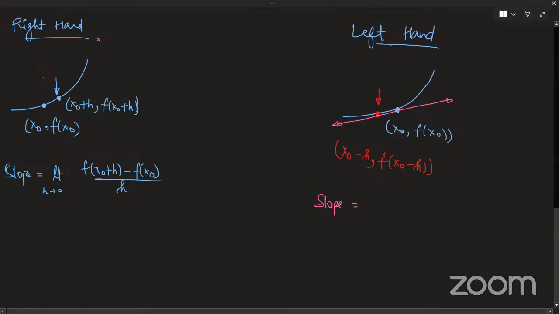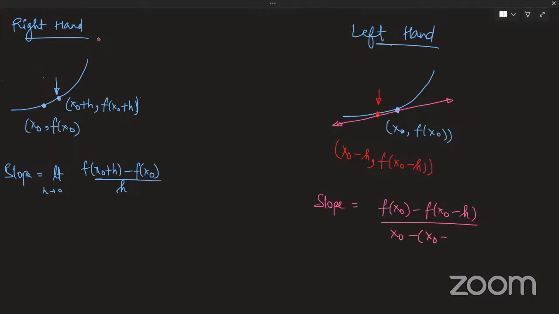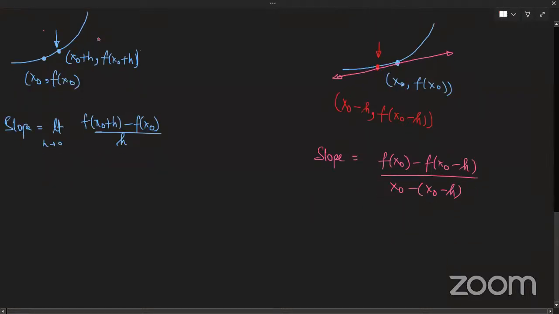So again, you have got 2 points. So tell me, f of x naught minus f of x naught minus h, divided by x naught minus (x naught minus h). This x naught minus x naught plus h will again give h. So you have got f of x naught minus f of x naught minus h, whole divided by h. This is what you will have.